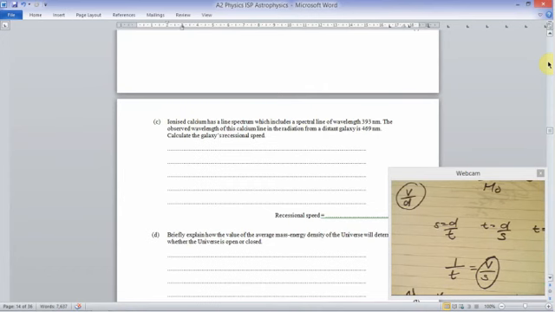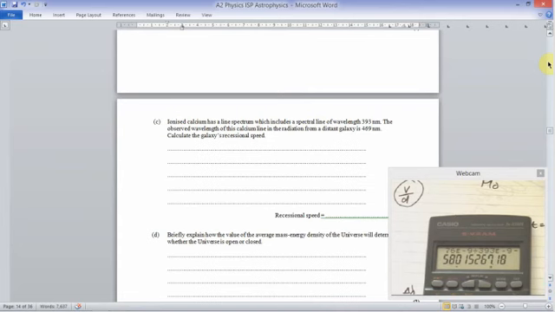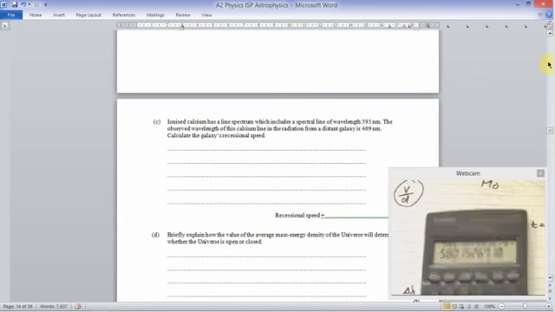And then we need to multiply that by the speed of light. So you end up with a value of about 5.8 times 10 to the 7. Okay, so that's how fast it's going.